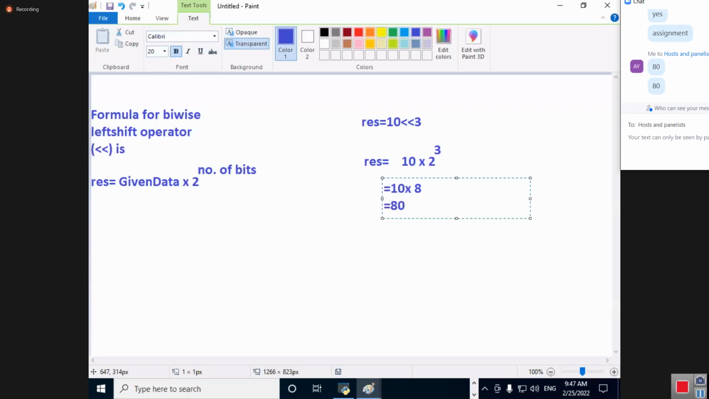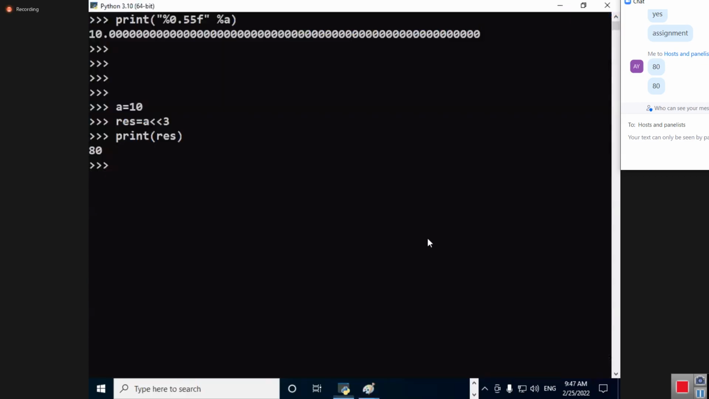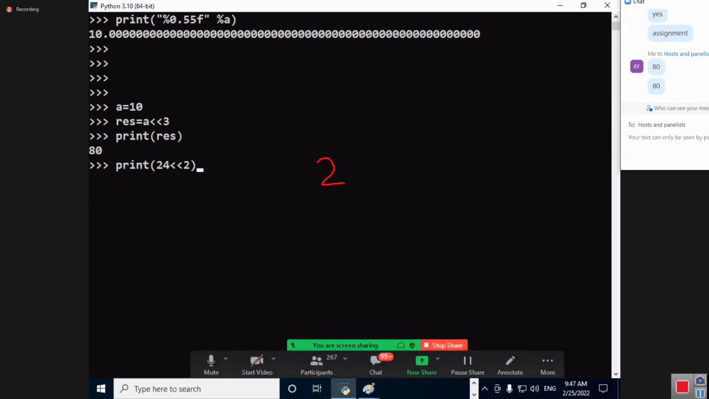Answer is like this. Go to the program now. Directly I will write it. Print 24 left shift of 2. My dear students, how dangerous you are. 24 into 2 square, 24 into 4.